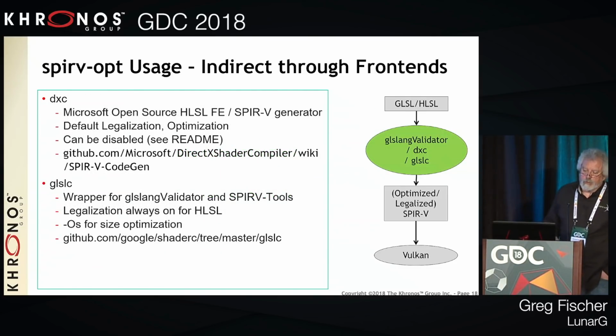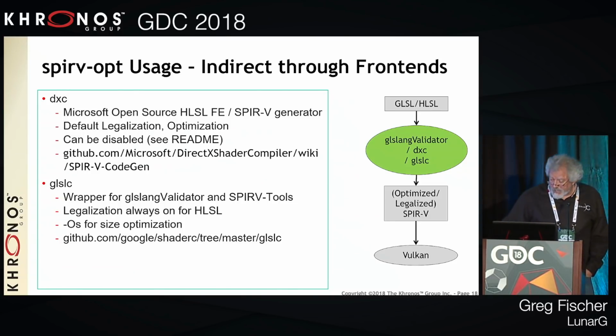And with the new DXC front end, which I think people will be talking about just in a little bit, we do have default legalization and optimization already, and those can be disabled. And also the GLSLC wrapper for glslang validator and SPIRV-Tools also does legalization by default and has an option for size reduction.